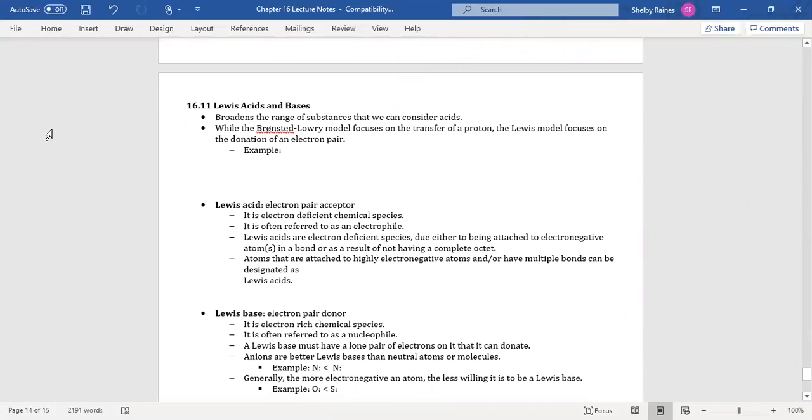One more acid-base definition. So we've talked about Arrhenius acid bases and Bronsted-Lowry acid bases. The last definition is that of Lewis acids and bases. So this just broadens the range of our acids and bases. The Bronsted-Lowry model focuses on the transfer of a proton. The Lewis model focuses on the donation of an electron pair.